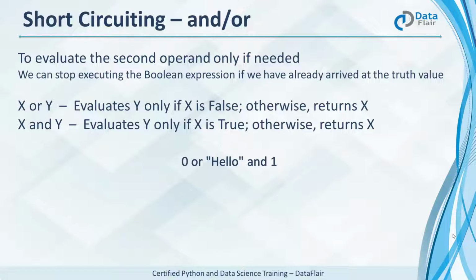Consider 0 or hello and 1. For 0 or hello, it does evaluate hello because 0 is false. This gives us hello. Hello and 1 does evaluate 1 because even though hello is true, this is an AND. This gives us 1.